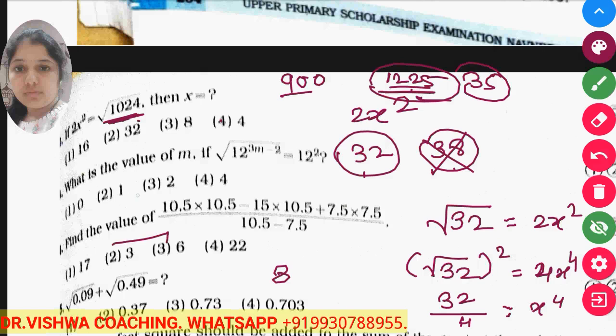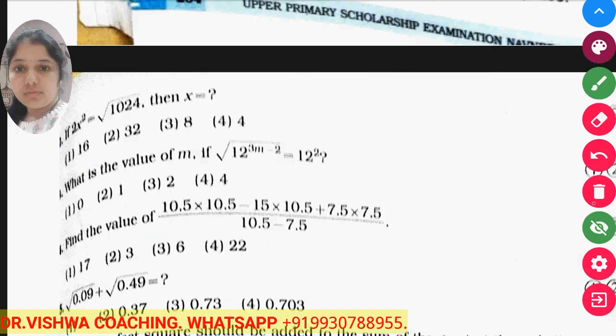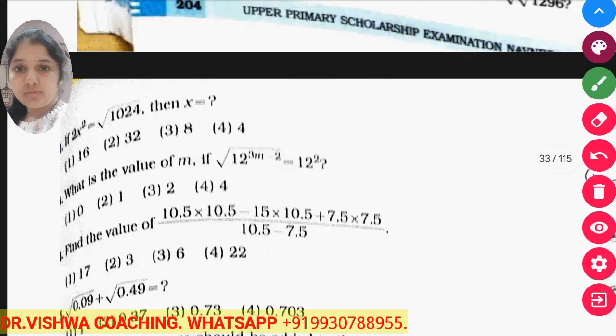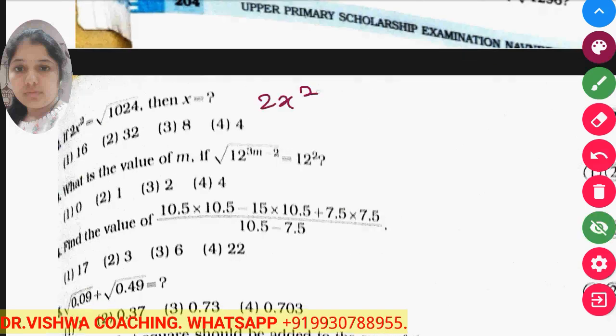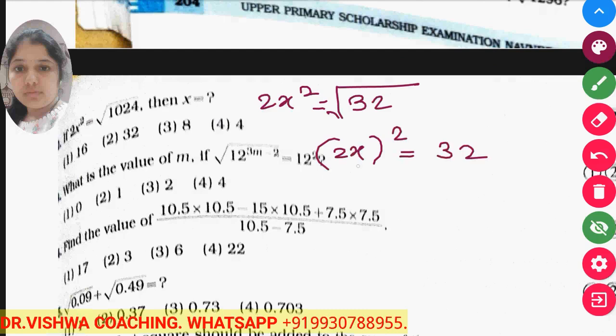Which sum is it? The second number, no? 4 is the answer, but I am not getting 4. One second. 2x square is equal to under root 32. Under root 32, so 2x square is equal to 32.